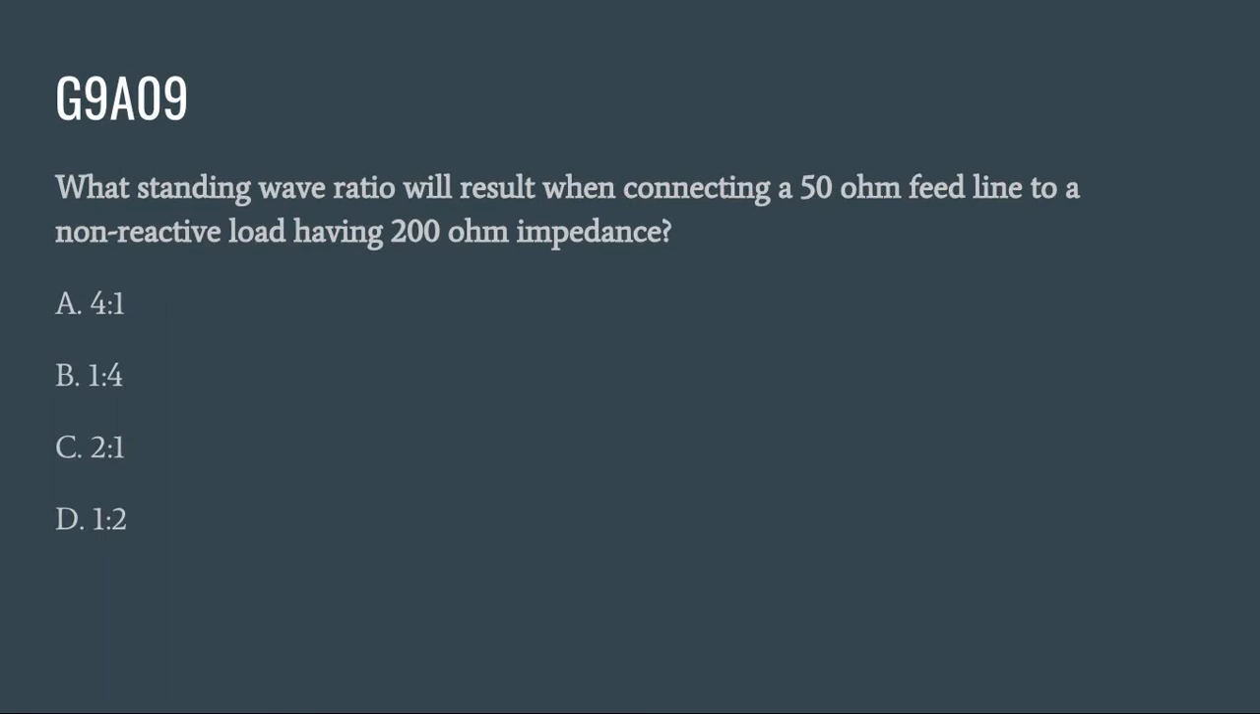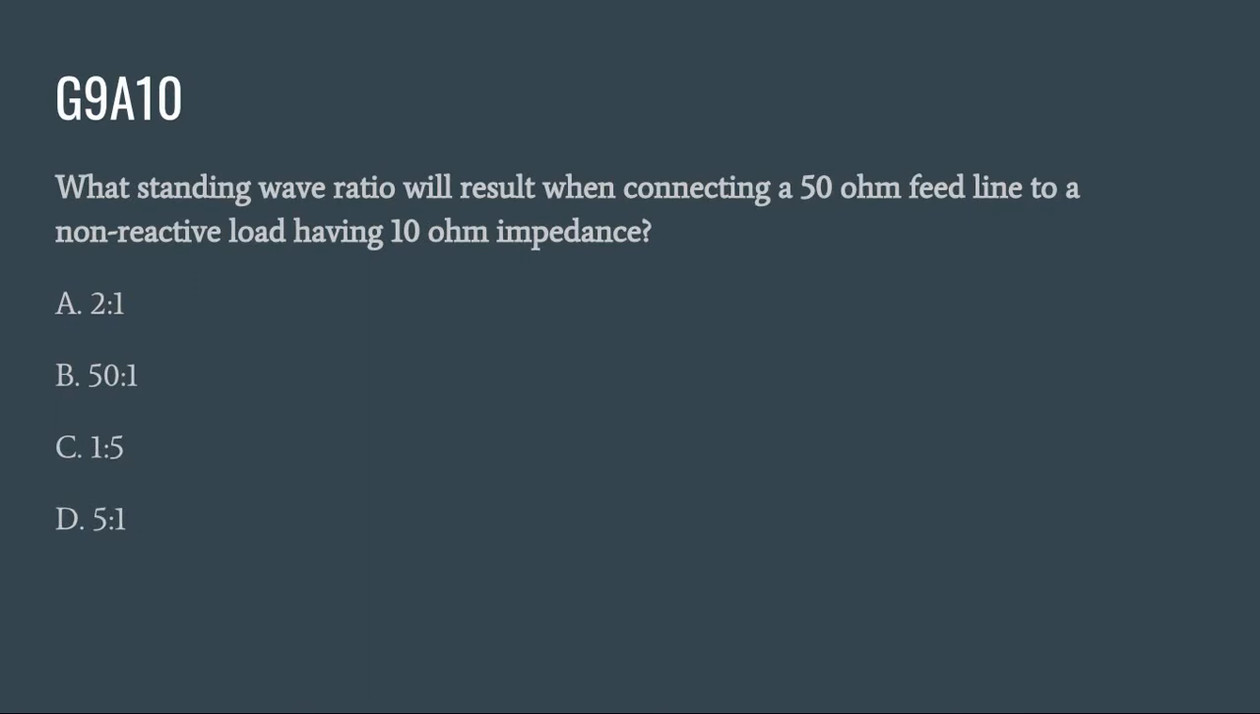G9A09, what standing wave ratio will result when connecting a 50 ohm feed line to a non-reactive load having 200 ohm impedance? A. 4 to 1, B. 1 to 4, C. 2 to 1, or D. 1 to 2. Correct answer would be A. 4 to 1.